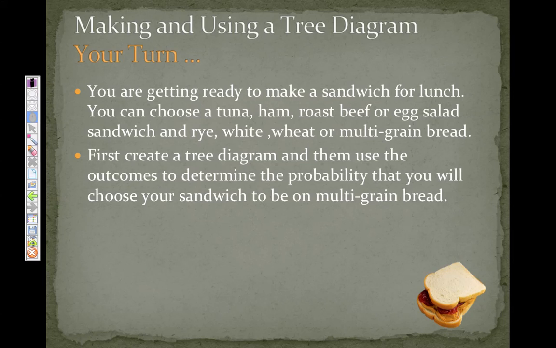So first thing you have to do is your tree diagram, and then you have to go back and see what the probability is of choosing a sandwich on multigrain bread. All right, your teacher will go over that with you, so good luck, and we'll keep going. We're almost done here, but don't stop the video. We got a couple more things.